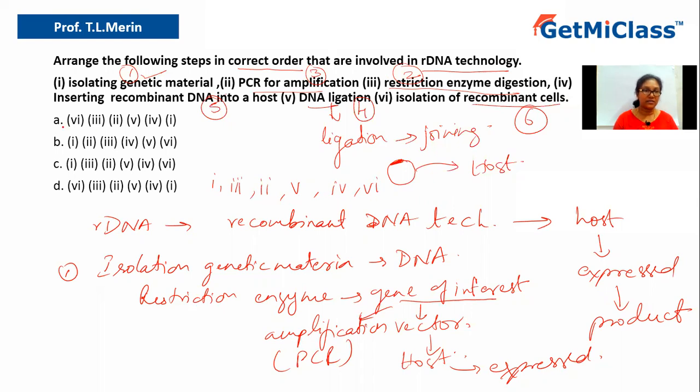So let us see where it is. A starts with 6, so in the beginning itself it is 6, so we can rule it out. B says 1 2, so here the second step should be the third statement, hence it is ruled out. Option C says 1 3 2 5 4 6, which matches our answer, so that should be the correct answer. Option D says 6 again, which is the last step, and they are showing it in the beginning, so it is ruled out. So the correct answer is option C.